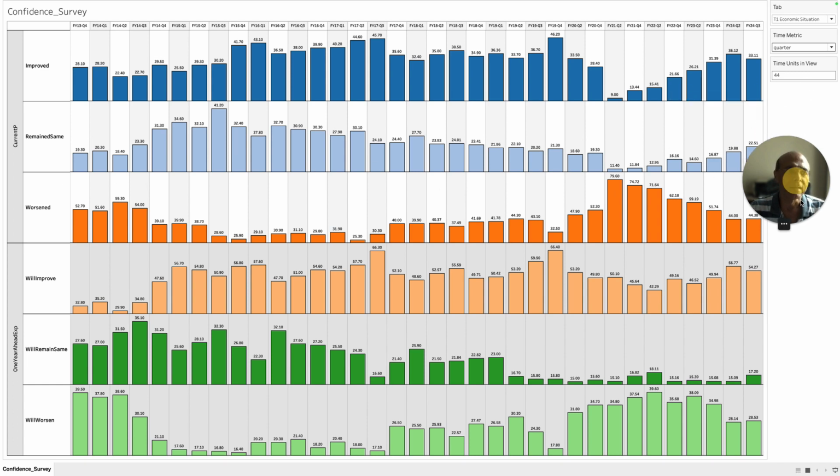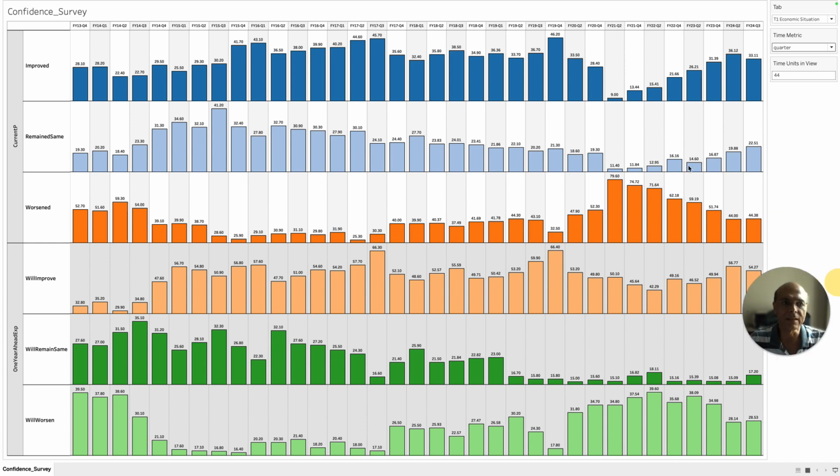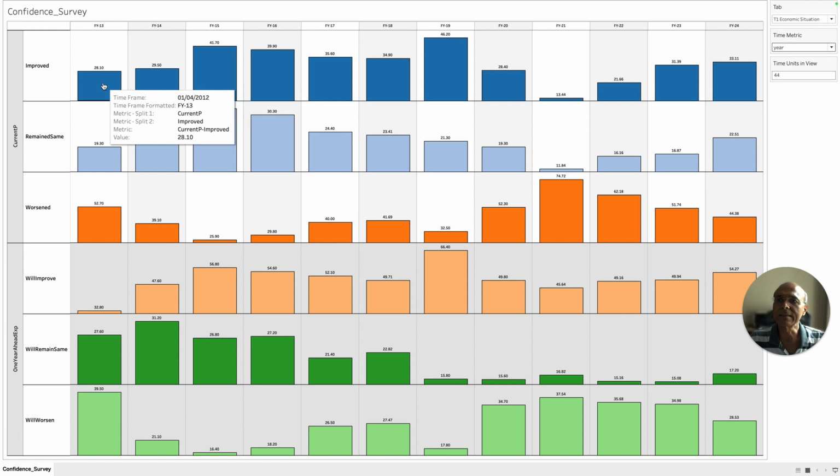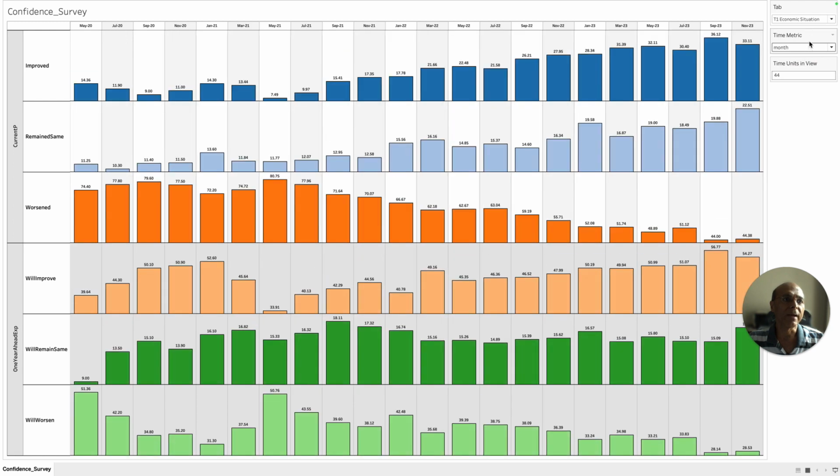Similarly, if you look at the worsening dimension, you will find that in Q2 FY21, 79.6% believed that the situation will worsen, but then slowly this trend has gone down. Now only 44.38% believe that the situation will worsen going forward. Now, if I take a yearly view, let's see what happens. Yearly trends are almost similar, because in the quarterly also we could see from FY13. So I think there is no need to look at the yearly view. Quarterly view is sufficient.